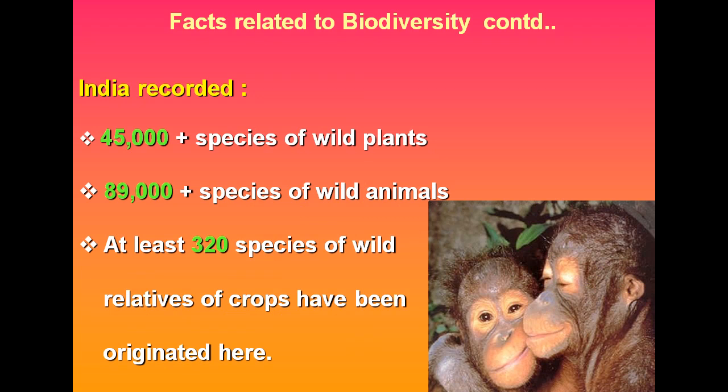Then let's first discuss some of the facts. India has recorded more than 45,000 species of wild plants and more than 89,000 species of wild animals and at least 320 species of wild relatives of cultivated plants. This is very important to designate any area as hottest hotspot or mega biodiversity country, that is 320 species of wild relatives of cultivated plants. What do you mean by wild relatives of cultivated plants?